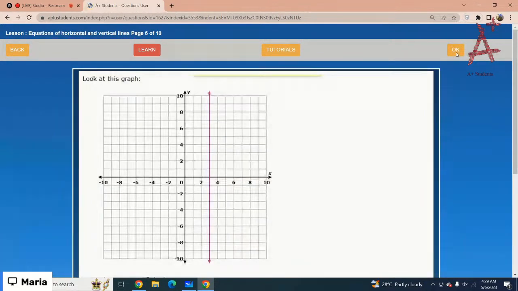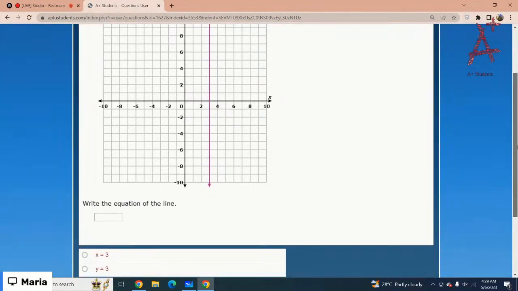Okay, look at this graph. Write the equation of the line. Here is the line. Got it? And it is x equals 3. You can see the line is vertical, parallel to the y-axis. Got it?